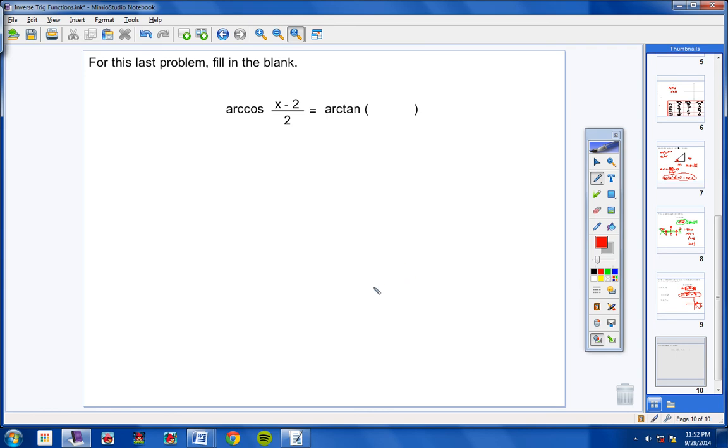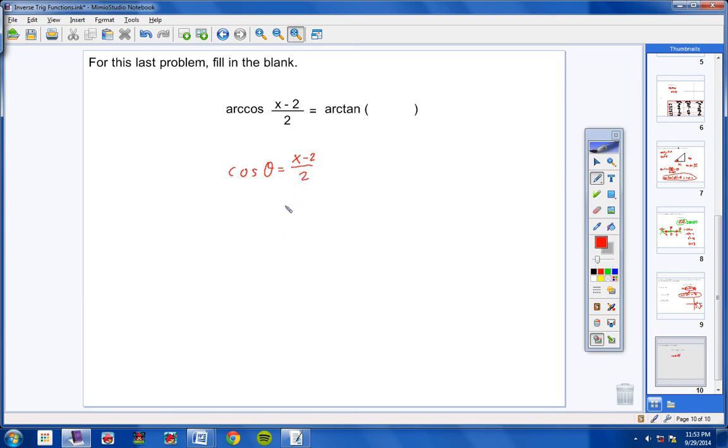This one's pretty tough, but we can do this if we take our time here and work this through. First of all, remember, arc cosine of this equals arctangent of this. Now, let's think this through for a second, okay? Remember, both of these arc expressions here are really just thetas, or an angle. For example, arc cosine of x minus 2 over 2 is the same thing as cosine of theta equals x minus 2 over 2.